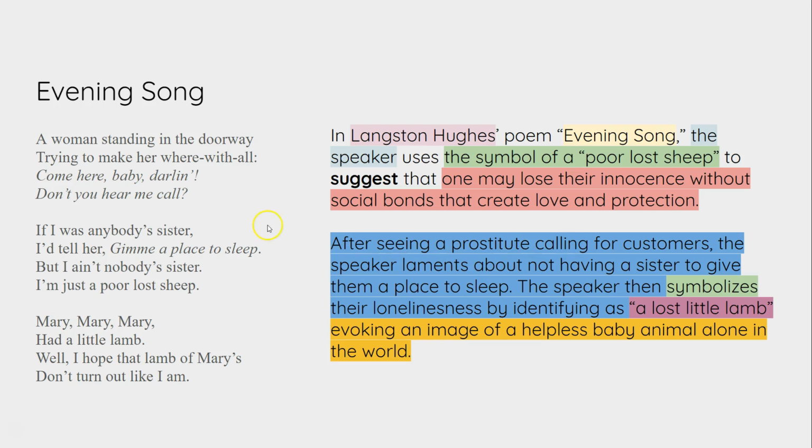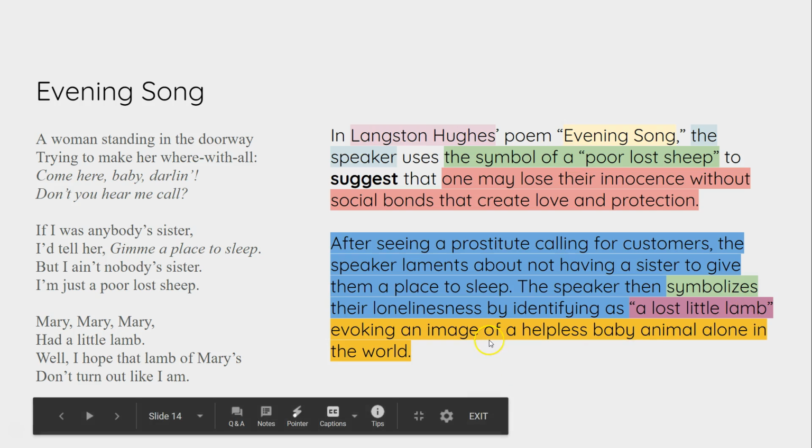So I will say, after seeing a prostitute calling for customers, the speaker laments about not having a sister to give them a place to sleep. The speaker then symbolizes their loneliness by identifying as a lost little lamb, evoking an image of a helpless baby animal alone in the world. So this first part is some context, letting me know what's going on in the piece.